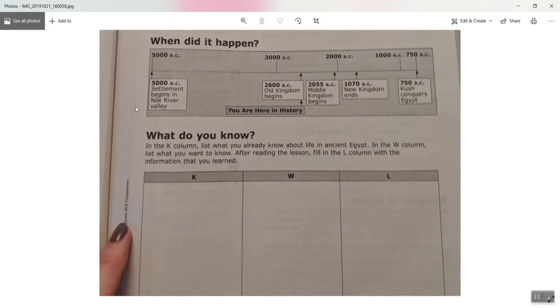This is our timeline. Again, the Egyptian settlements began in 5000 BC, and lasted all the way to 750. So that's a total of around 4,000 years.